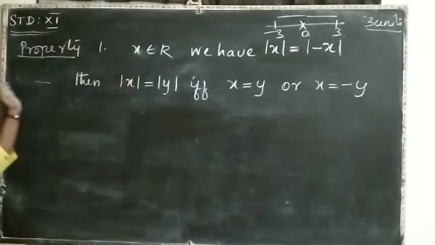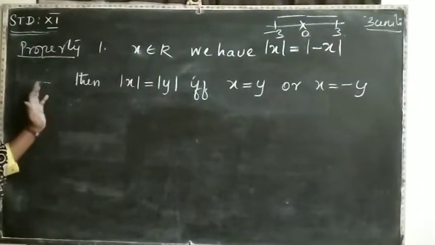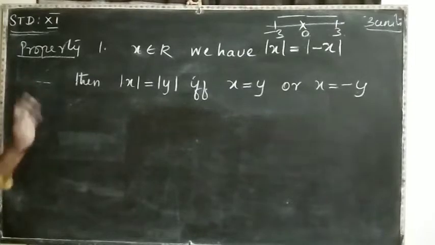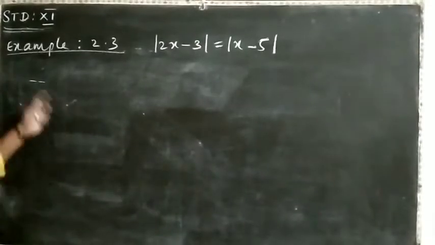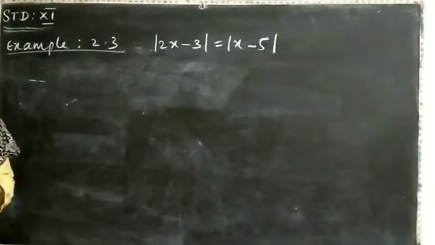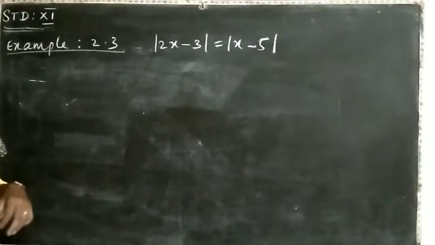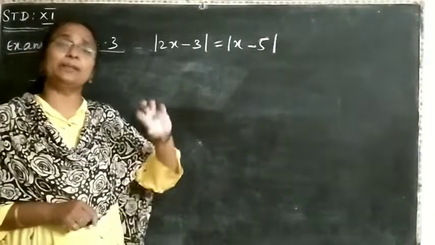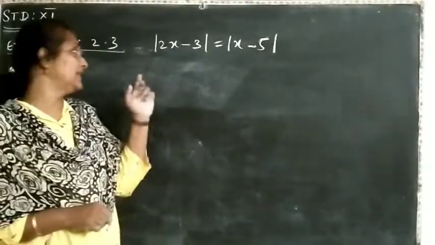So now this is a very simple property. We'll discuss this property by an example sum. Okay. Now look into this example 2.3. Modulus of 2x minus 3 is equal to modulus of x minus 5. Okay. Now what is the difference between the previously discussed example and this example?